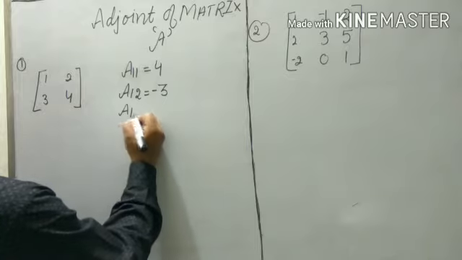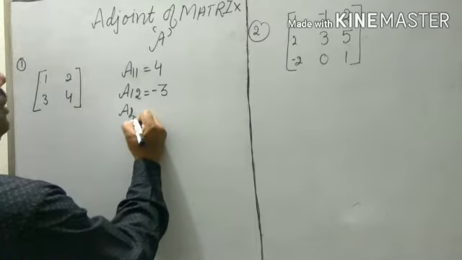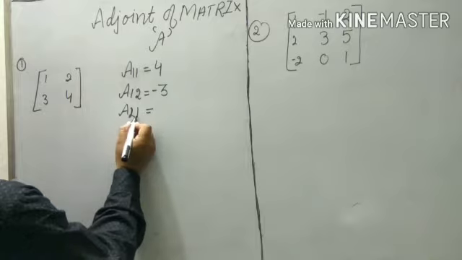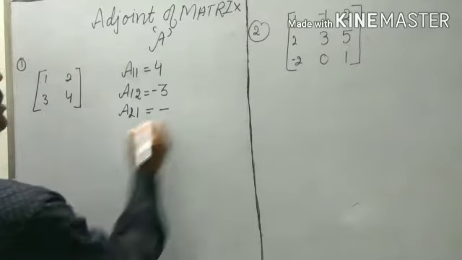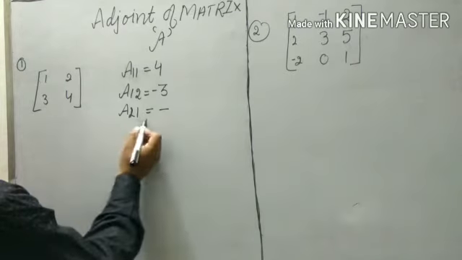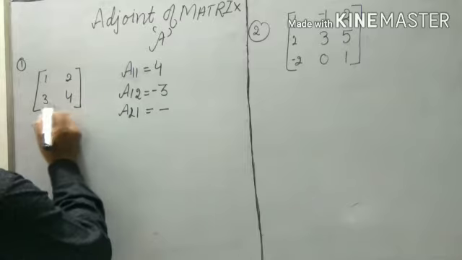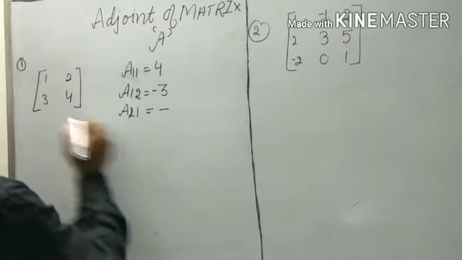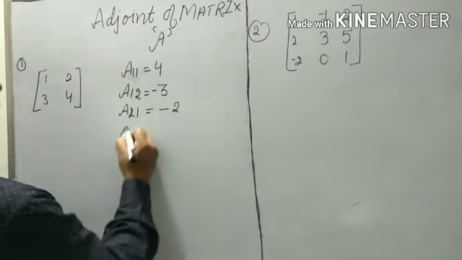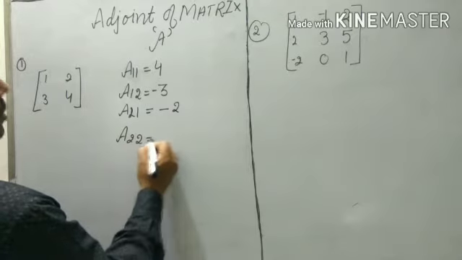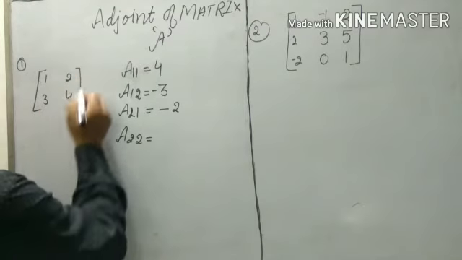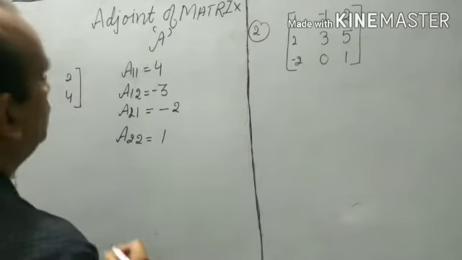Now I am finding A21. 2 plus 1 is also odd, so I will put a minus sign before the cofactor. Leave the second row and the first column, it will be minus 2. And A22 will be equal to, leave the second row and the second column, equal to 1.